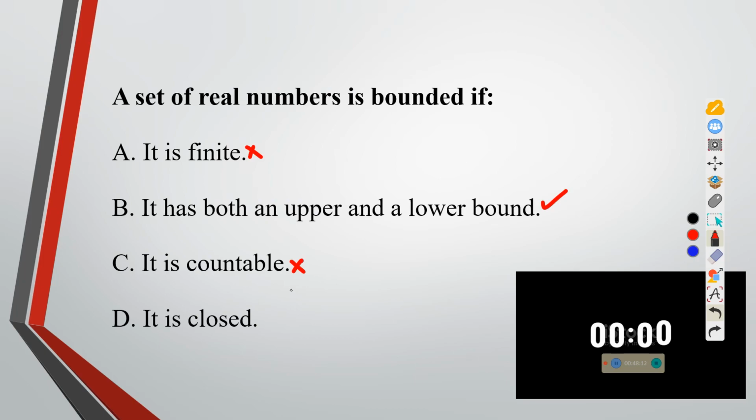Closed sets: if it is closed, does it mean it is bounded? Closed sets like R are unbounded. Then we have open bounded sets, like (0, 1), which exist also. So this is also not true. So a set of real numbers is bounded if it has both an upper bound and a lower bound.